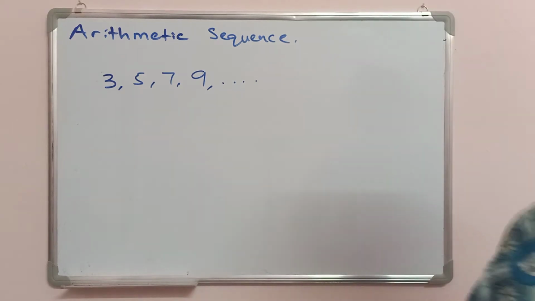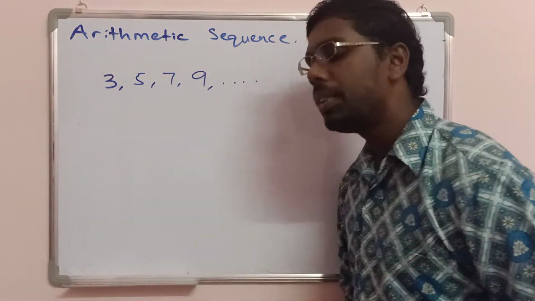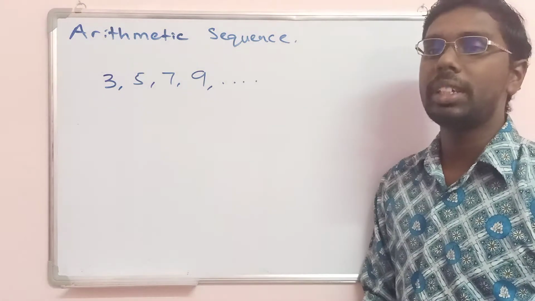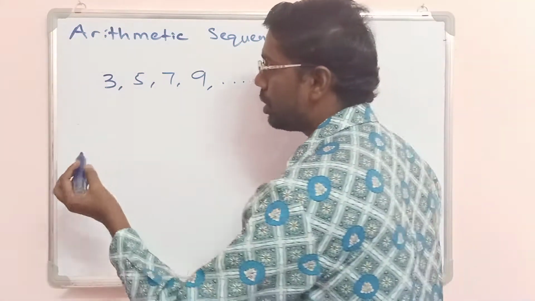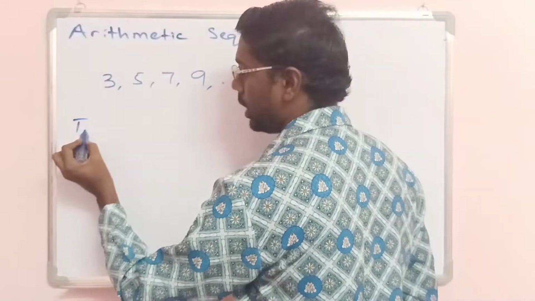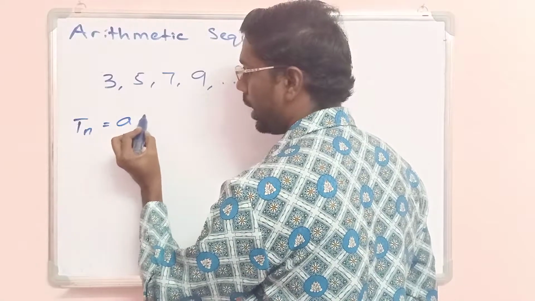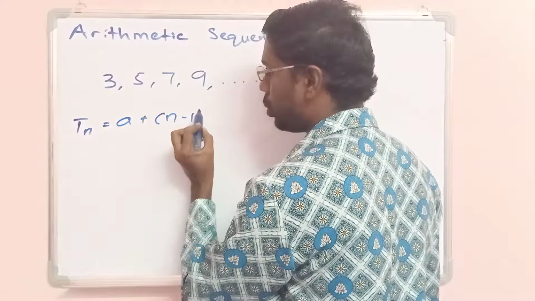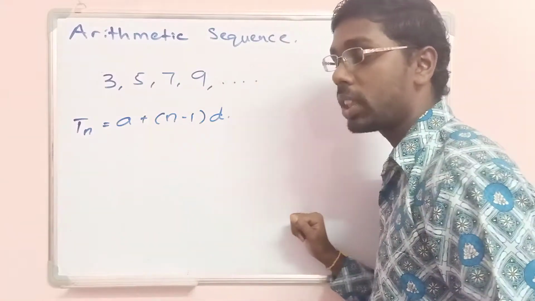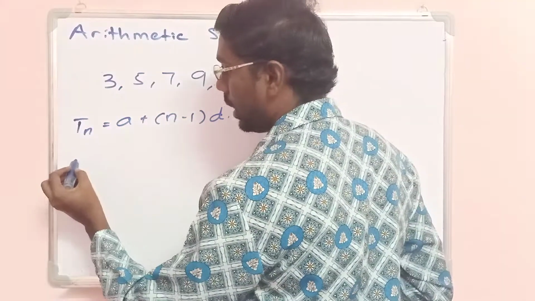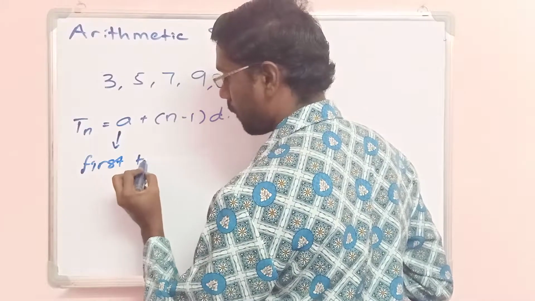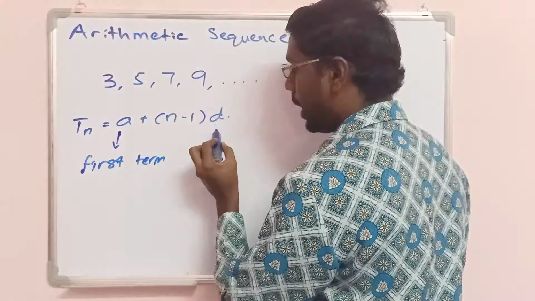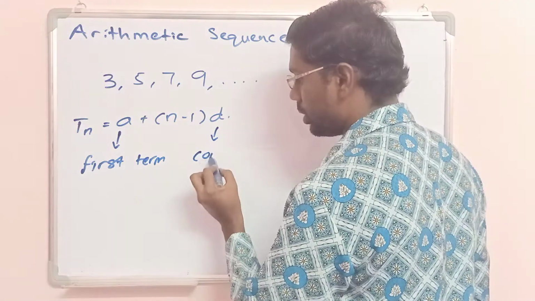Okay guys, let's continue with arithmetic sequence. In the previous class, we learned about arithmetic sequences and finding the number of terms. To find the number of terms, we use the formula Tn equals a plus (n minus 1)d, where a is the first term and d is the common difference.